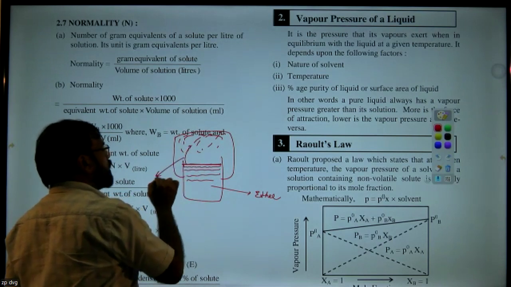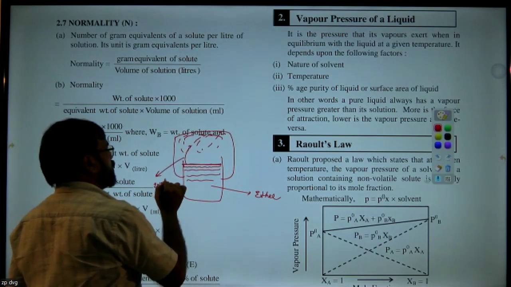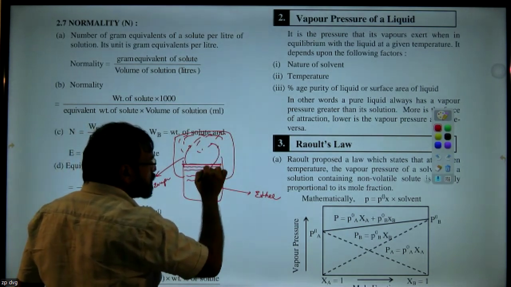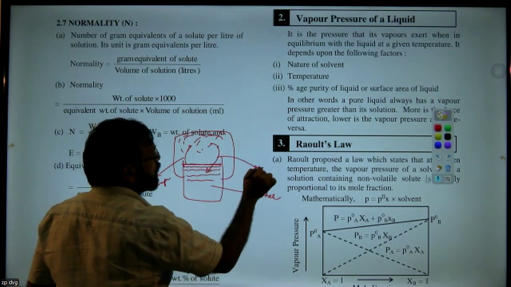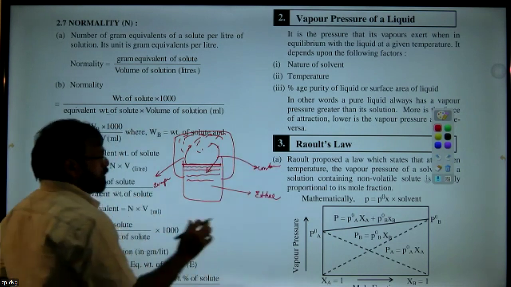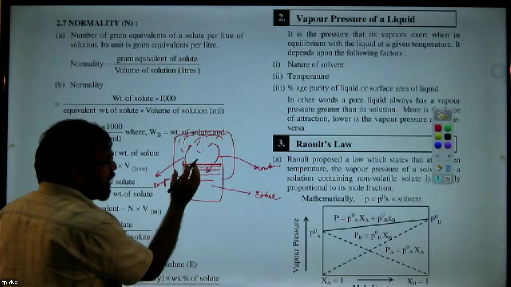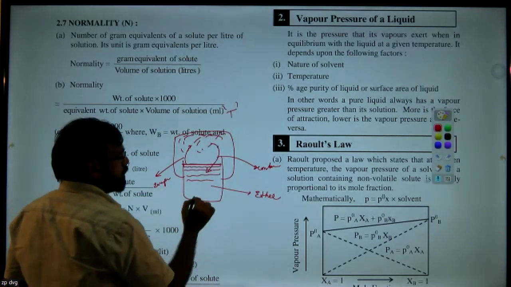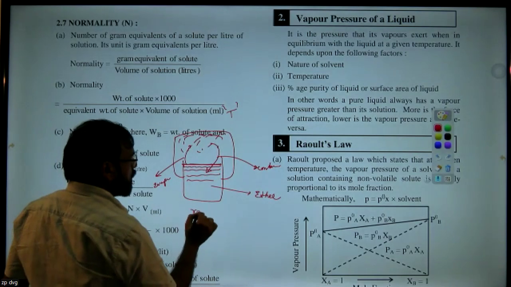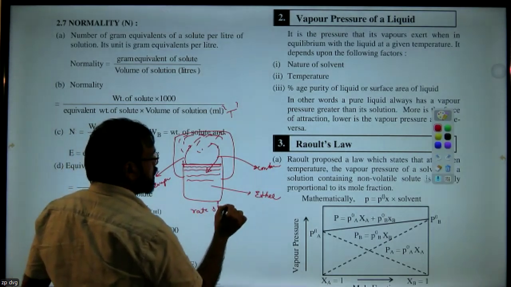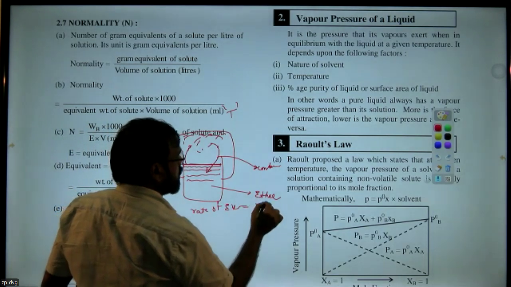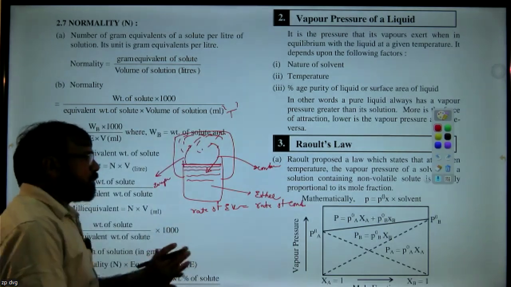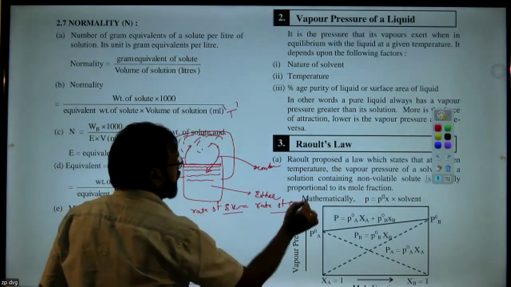That phenomenon is known as evaporation. Next, after some time, the vapor molecules again come back onto the surface of the liquid. That is called condensation. So, if the temperature is constant, after some time what happens? There is an equilibrium between the rate of evaporation and the rate of condensation. Equilibrium is established between evaporation and condensation.